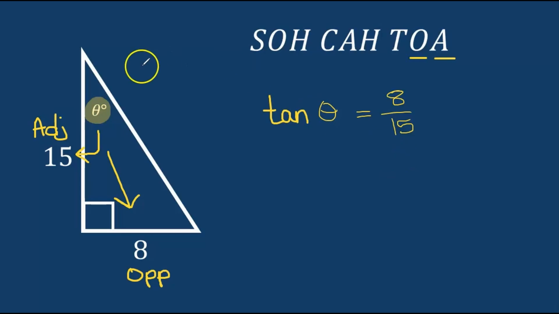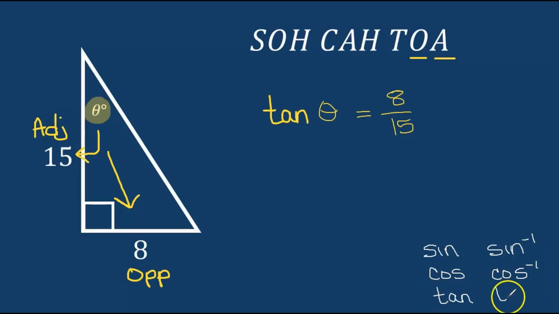And here's where we're going to be introduced to something called arctangent. In order to get rid of sine, the inverse of it is the arcsine. The inverse of cosine is arccosine. And the inverse of tangent is arctangent.